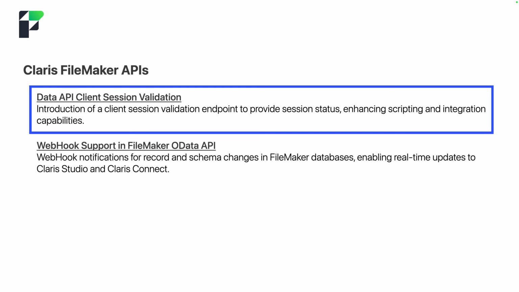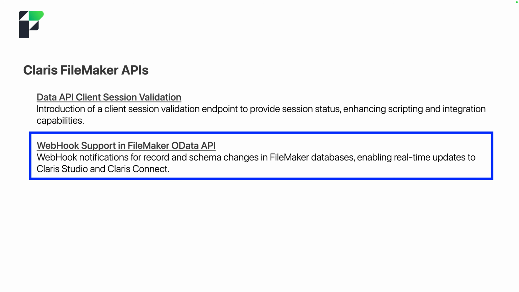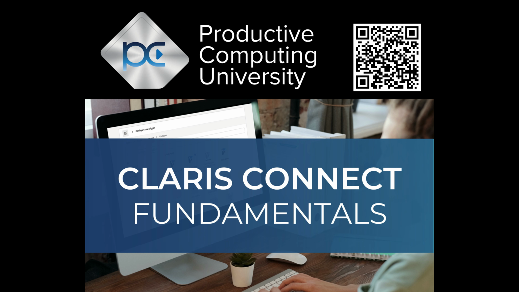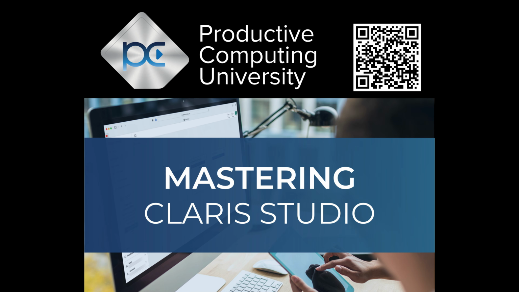There's also been some handy improvements with the Data API that will give developers some additional options and flexibility. We now have webhook support in the FileMaker OData API. That means webhook notifications for record and schema changes in FileMaker databases enables real-time updates to Claris Studio and Claris Connect. If you want to learn more about how Claris Connect can bridge data between Studio and Pro, we have a course called Claris Connect Fundamentals available at Productive Computing University. We also have a Claris Studio course at Productive Computing University.